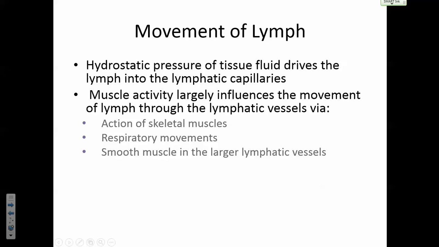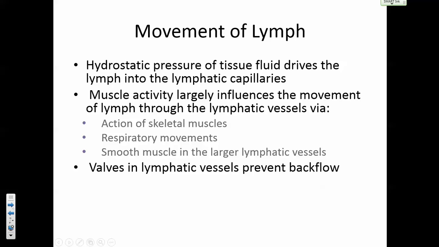In the thoracic area, the pressures associated with breathing cause it to move, just like in the blood vessels. And then the larger lymph vessels also have smooth muscles in their walls, so they can constrict a little bit, which helps move that lymph on through. And just remember, the valves keep it from backflowing.